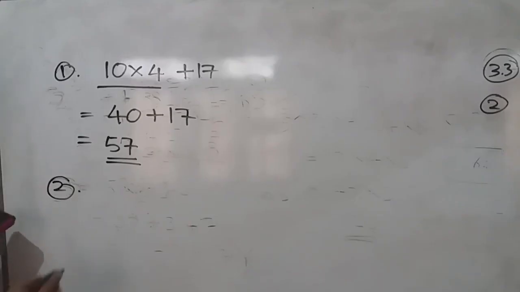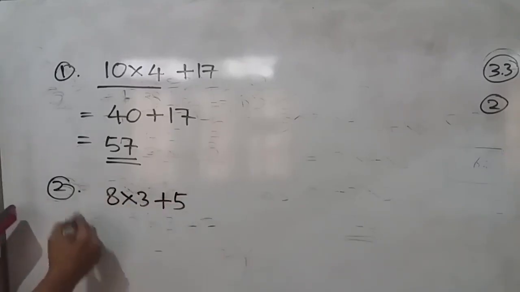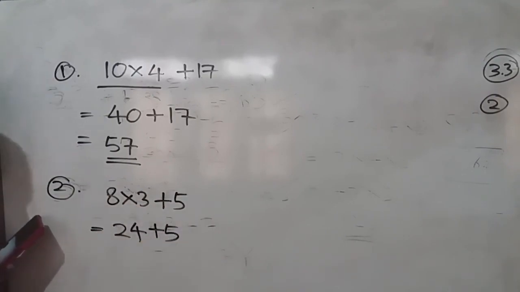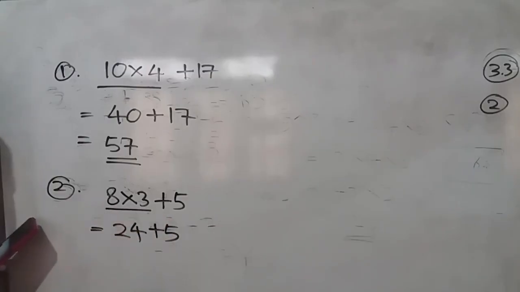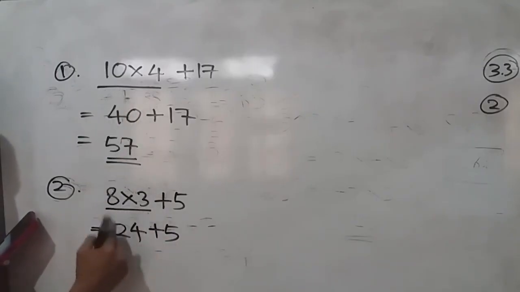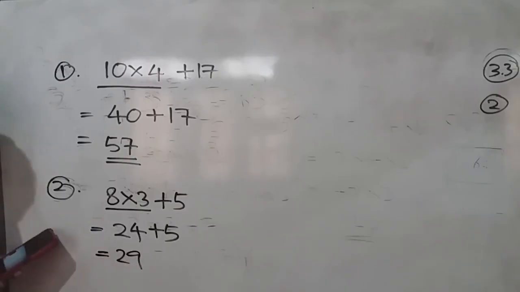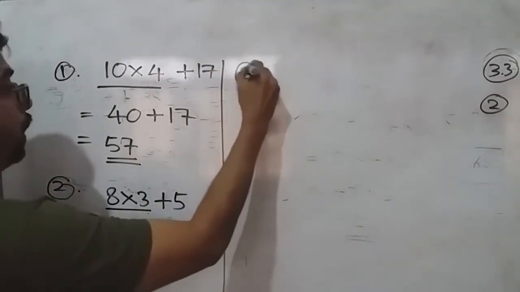Question part 2. 8 times 3 plus 5. 8 times 3 is what? 24. 24 plus 5. So here we have to do the multiplication part first, just as before. So 8 times 3 is what? 24. 24 plus 5, that is what? 29. Right. Part 3.